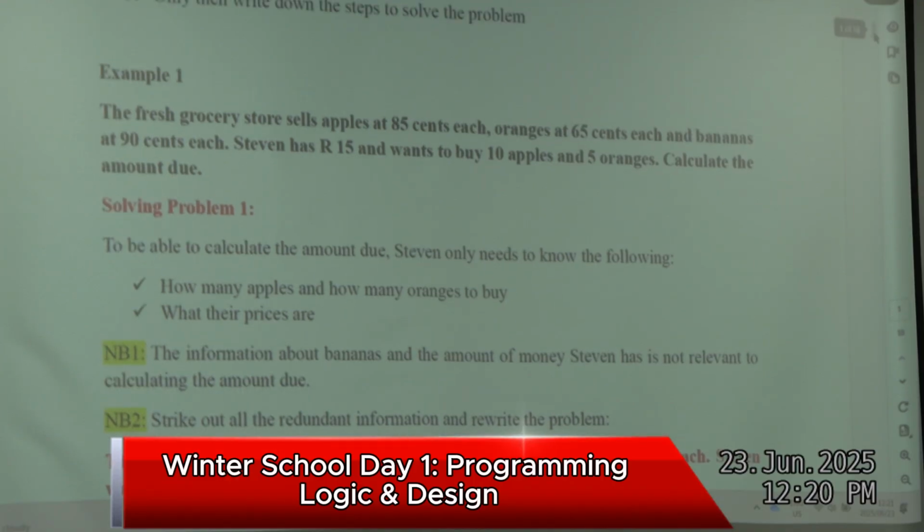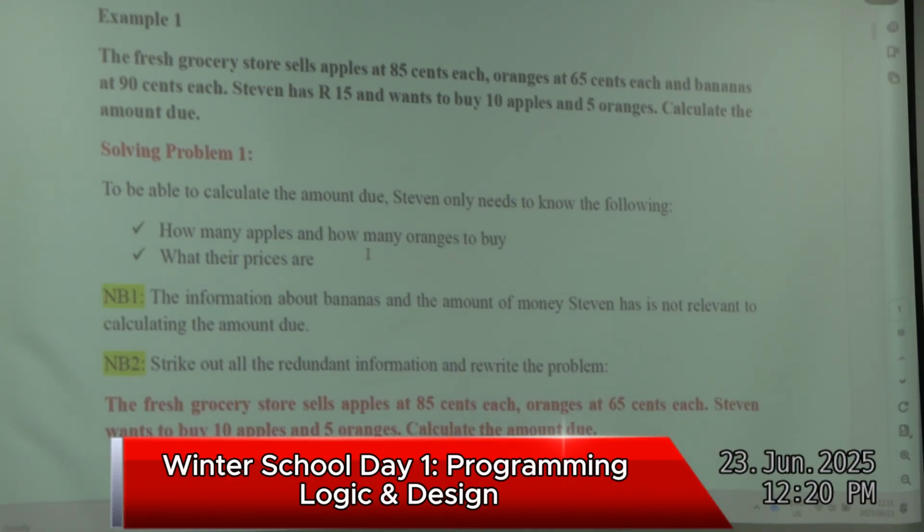What we do here, if you read problem 1, to be able to calculate the amount due, Steven only needs to know the following. The first point is how many apples and how many oranges to buy. Point 2, what their prices are. You may see in that statement, Steven needs only 2 things. The rest, Steven is not interested in. So these are the key points you have to identify.